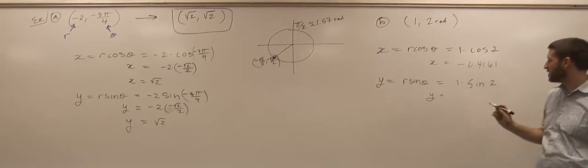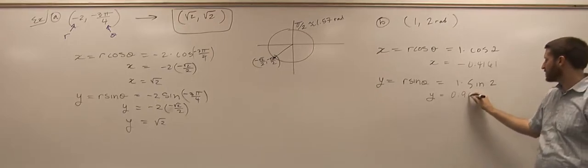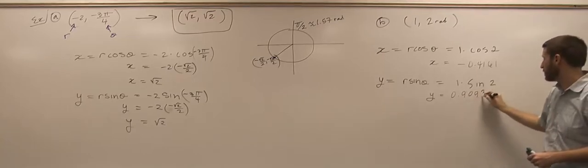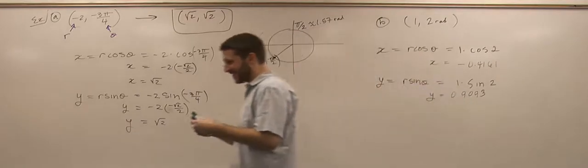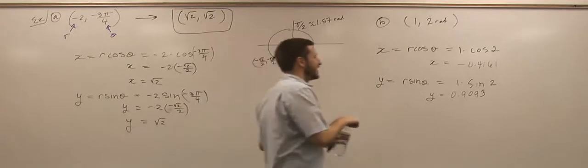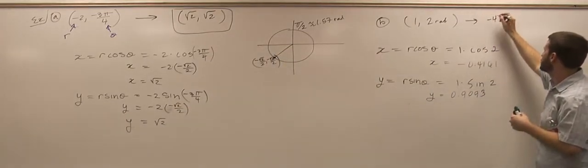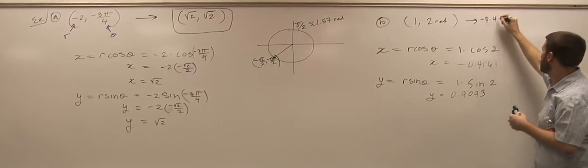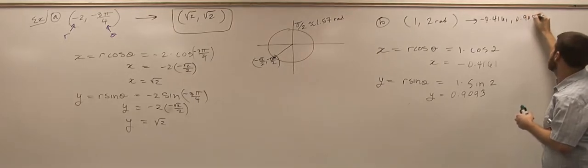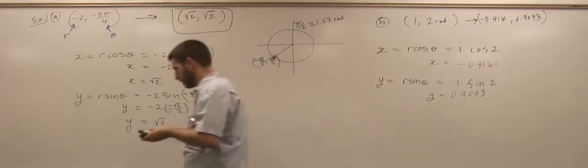What's sine of 2? 0.9092. 0.9093. Not 0.9093 versus 0.9092, very important. Our shuttle would crash. So my point here would be negative 0.4161, comma, 0.9093. Easy enough?